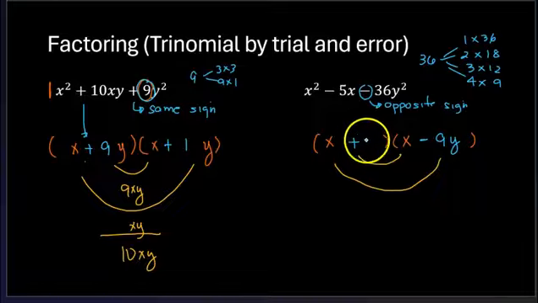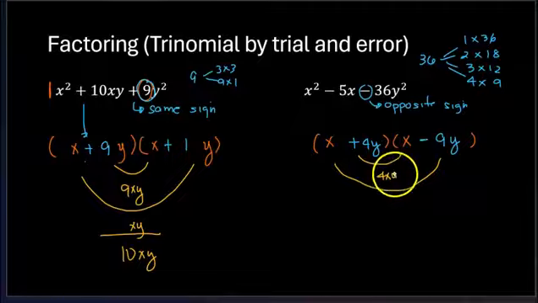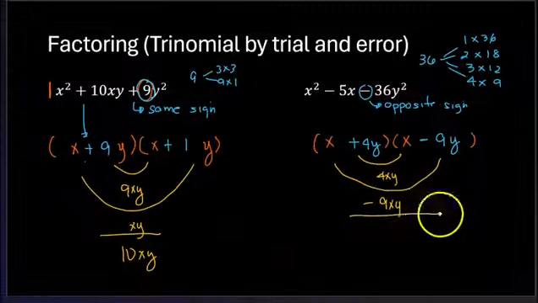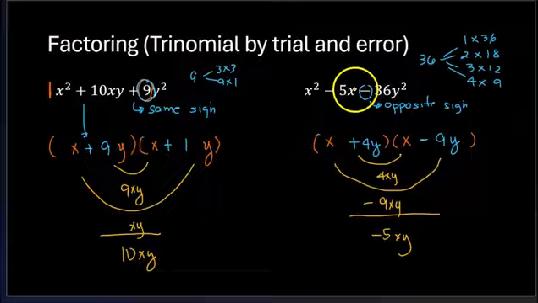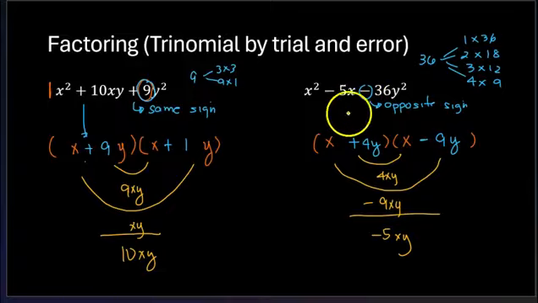Okay, 4y. Okay, let's see. If we do this, that's 4xy, and that's -9xy. Oh, and you get a -5xy. Okay, so there's a correction here, a typo. I should have the 5 here. So that means that's the correct factor. Okay, so you can practice more with other references for this factoring.